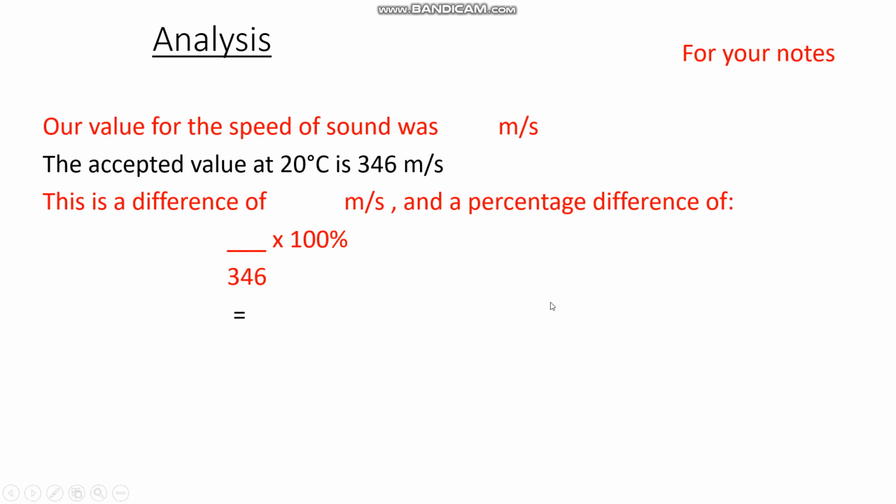Our value for the speed of sound was 344 meters per second. That was the mean. The accepted value, found by far more accurate experiments, is 346. So the difference between the two is 2 meters per second. To calculate the percentage difference, which you might be asked to do in a GCSE exam, you simply divide the difference by the true value. So that's 2 divided by 346, which gives us 0.6%, which is a pretty good result for an experiment like this.